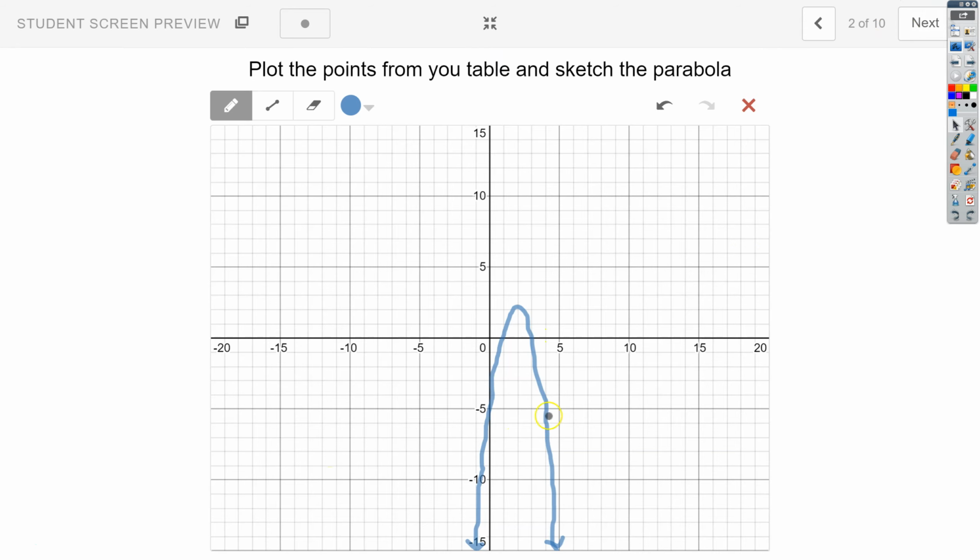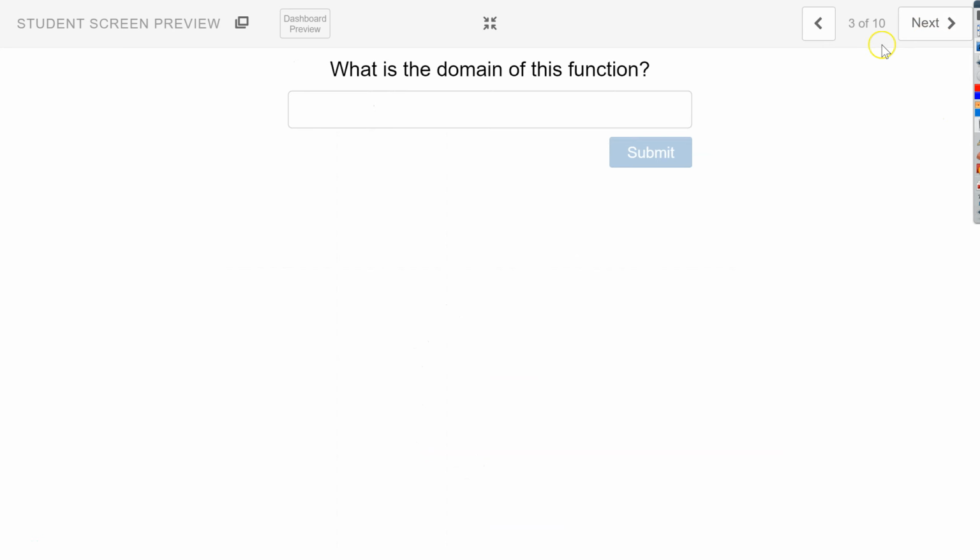So we notice that it looks like it's turning downwards. There is a maximum point here. Our y-intercept was -6. We noticed all that. So now let's go ahead and answer these questions.